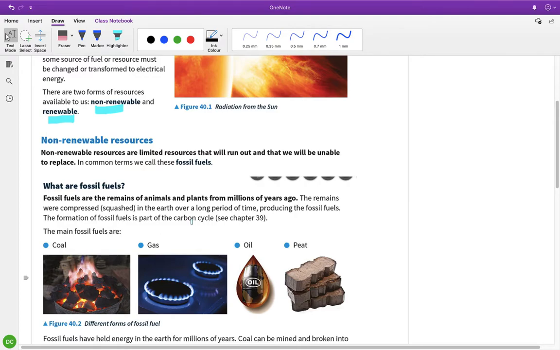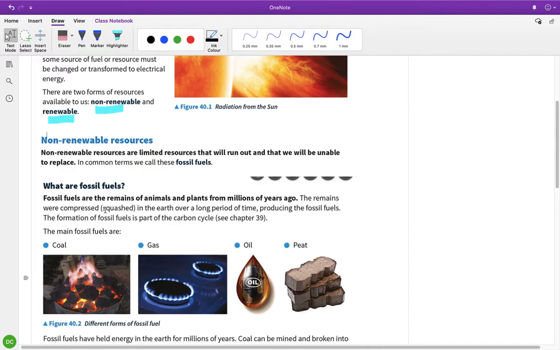So fossil fuels are the remains of animals and plants from millions of years ago. Animals and plants that die become compacted in the ground. Compressed, they have here, so squashed in the earth over long periods of time, thousands and thousands of years. It's the same way that people dig up bones of people from very, very early times. Literally, another layer of earth, another layer of earth, another layer of earth, and they become squashed under this earth.